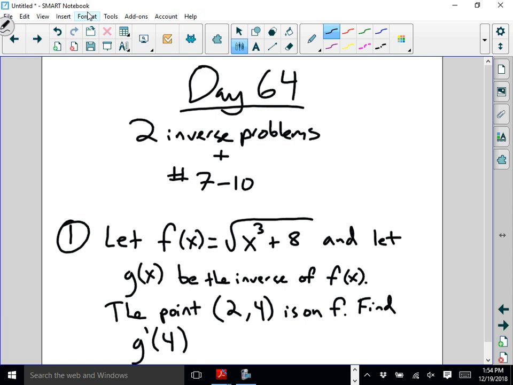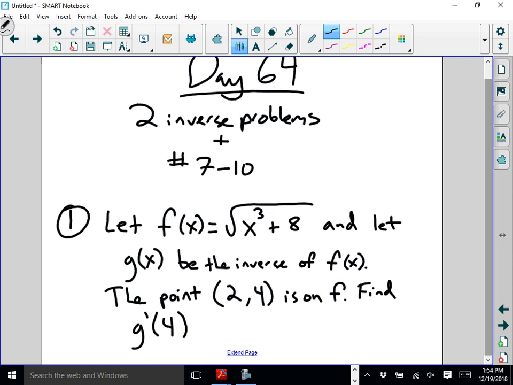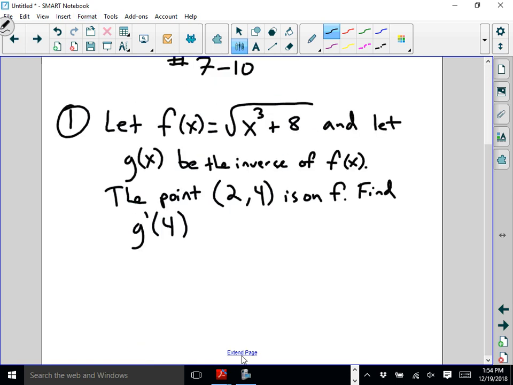Again, with these inverse problems, what I always want you to do first is find the corresponding points, right? So the fact that they tell you the point (2, 4) is on f is a dead giveaway that that's going to be very important. So here's what we know. Since (2, 4) is on f, we know that f of 2 equals 4.